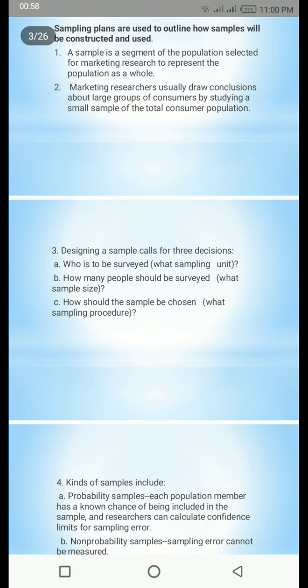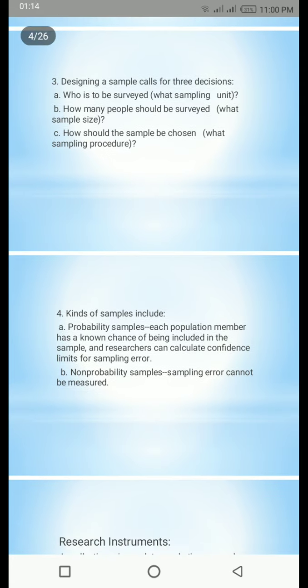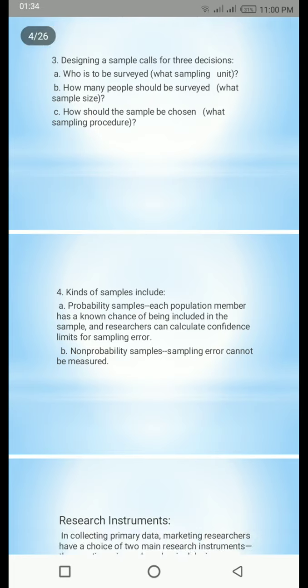Designing a sample calls for three decisions: who is to be surveyed, what sampling unit; how many people should be surveyed, what sampling size; and what sampling procedure. Kinds of sampling include the probability sample, where each population member has a known chance of being included in the sample, and researchers can calculate confidence limits for sampling error. For non-probability samples, sampling errors cannot be measured.